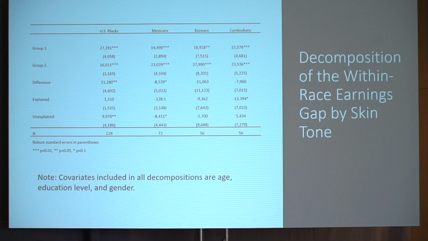And so now we're going to look at light complexion individuals compared to non-light complexion individuals within each different racial ethnic group. And so here, group 1 is always going to denote individuals with lighter skin tones, and group 2 is going to denote everyone else in the racial ethnic group.